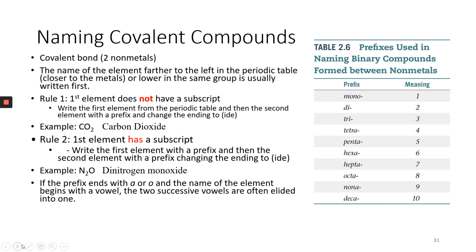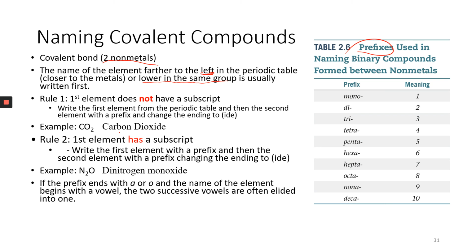How do we name our covalent compounds? Your covalent compounds, you're going to use prefixes. And prefixes are going to tell you how many of that element you have. So remember, covalent is when you have 2 nonmetals bonded together. And the first nonmetal that you write in your compound is always the element that is furthest to the left in the periodic table or lower in the same group. Once you are naming it, if your first element does not have a subscript on it, you just write the name of it.